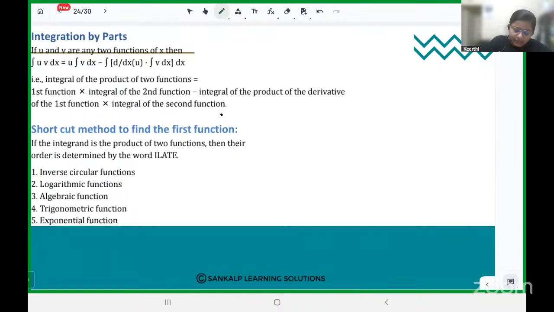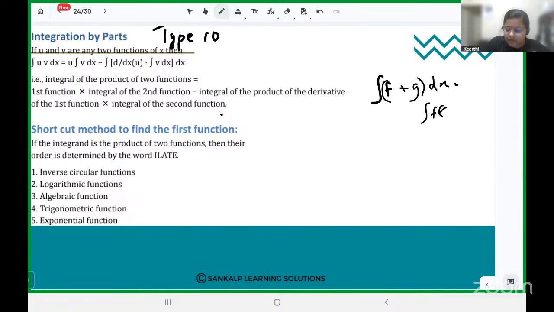So this is type 10, that is integration by parts method. In this method, if you are given two functions, you have studied the properties of integrals, right? So if you are given a function like integral f plus g dx, you can split this as integral f dx plus integral g dx. If it was minus also, you can split it like integral f dx minus integral g dx.